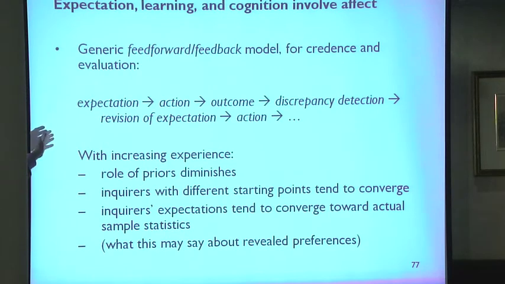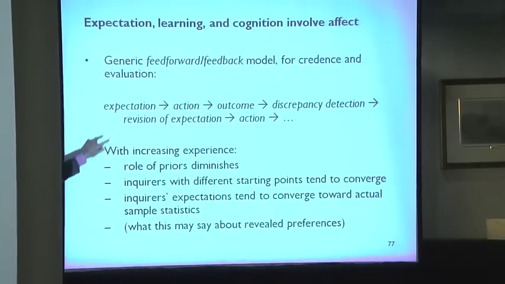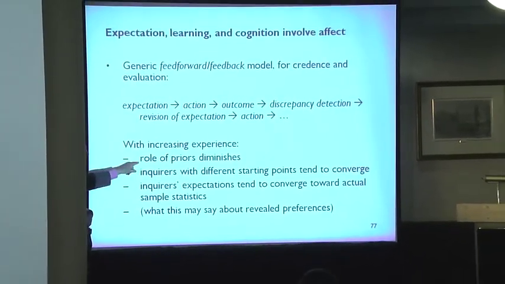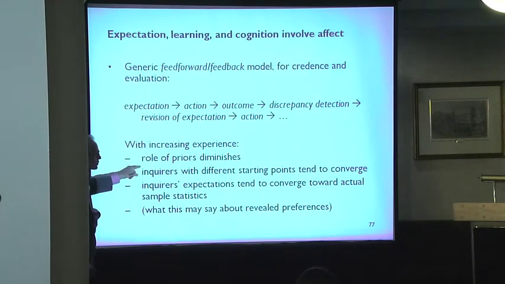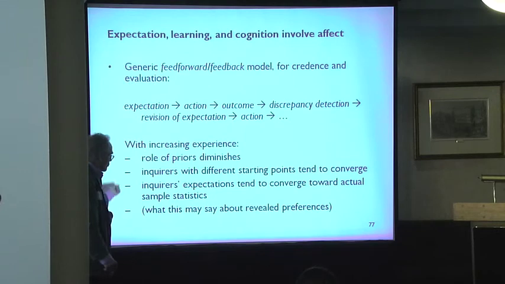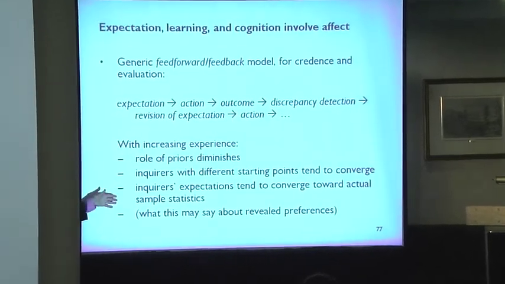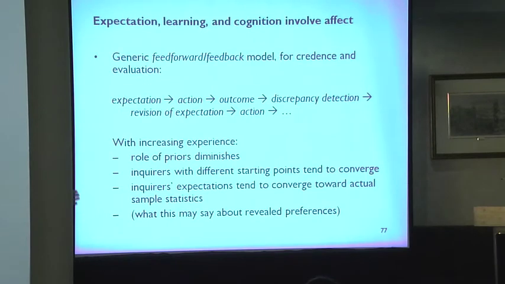And now a system like this, simple as it is, can, with increasing experience, have the effect that the role of your initial expectations diminishes. Inquirers with different starting points, different initial expectations, will tend to converge with increasing information. And you can see why, because it's a discrepancy reduction program. With more information, the expectations will tend to converge toward the actual sample statistics. This is a tuning. If you're an engineer, this is a tuning process.